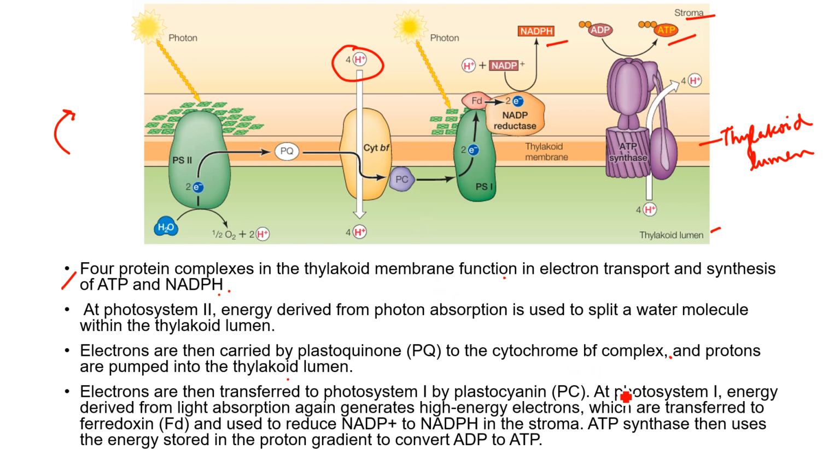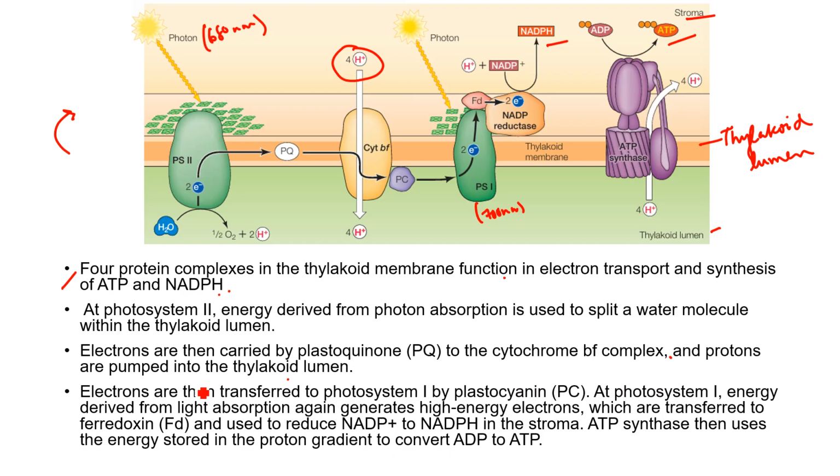At photosystem 1, what is happening? You remember that photosystem 1 is not involved in pumping protons. It is again absorbing energy. There are two different wavelengths of light absorbed by photosystem 2 and photosystem 1. Photosystem 1 absorbs 700 nanometer light, and photosystem 2 absorbs around 680 nanometer light, right? You must have read these points in class 12 also. So electrons are transferred to photosystem 1.